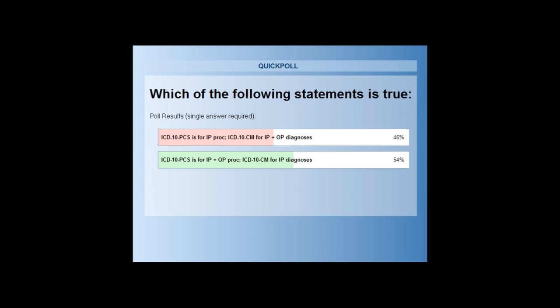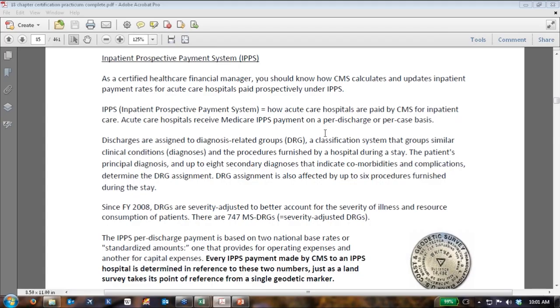Now let's talk about the IPPS system. Since 1983, just about all of the payment systems have been revised and become prospective payment systems, based on some way to set rates ahead of time and then pay providers according to those standard rates. Those payment systems generally start from something like what's pictured here by this geodetic marker from the top of Mount Whitney at 14,494 feet. They start from a single point of reference and build out from there.